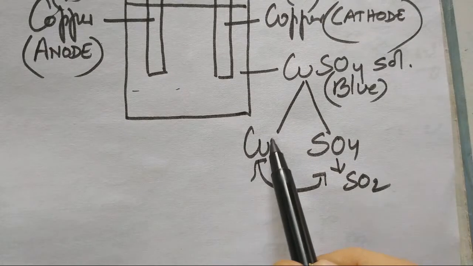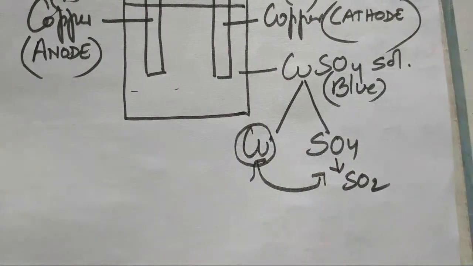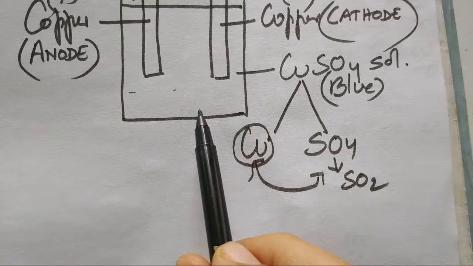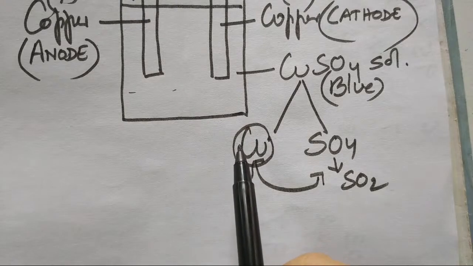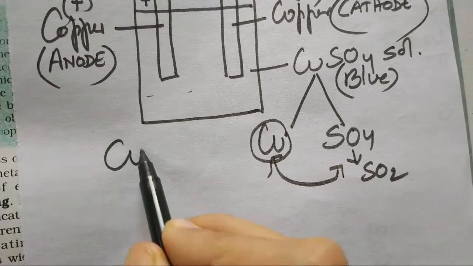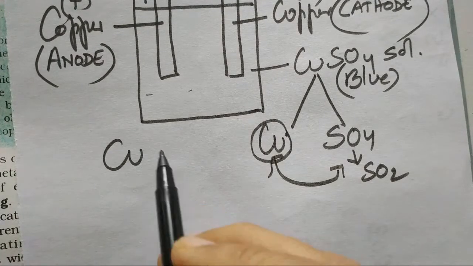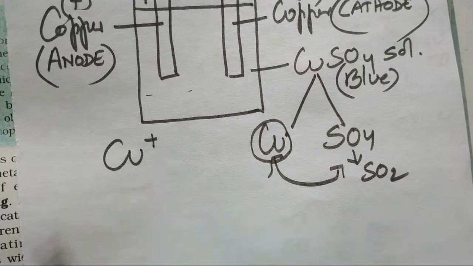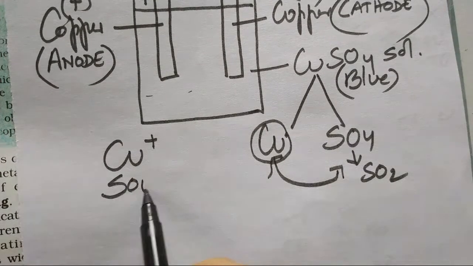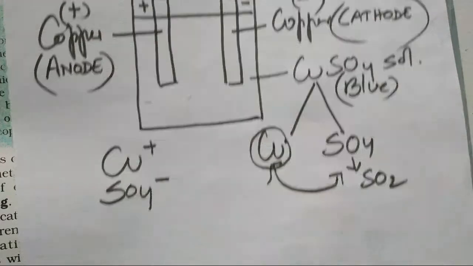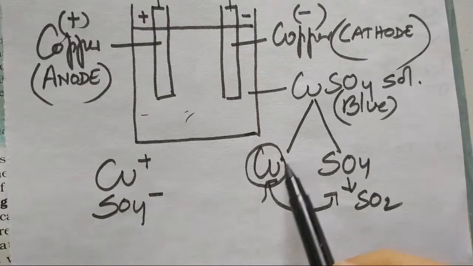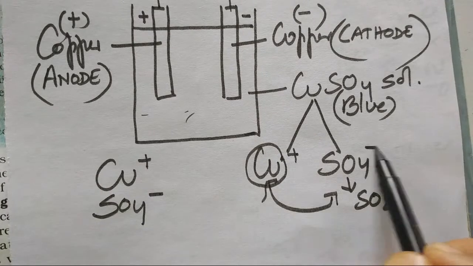Now what happens to this copper? The copper which is developed in this liquid moves to the electrode, because you should know that copper is a metal. You did this earlier, and it has a positive charge, and sulfate has a negative charge. So what happens from this solution? Two things are formed, copper and sulfate.